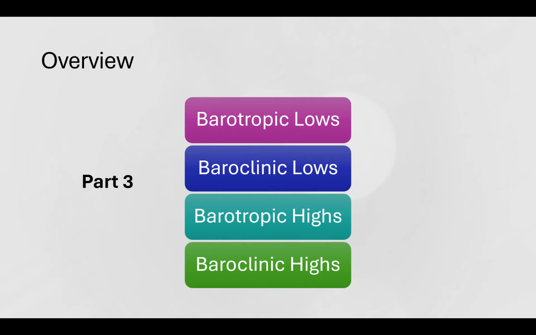And then finally, we'll do atmospheric waves part three, which is going to cover barotropic lows and baroclinic lows. What's the difference between all of these? What's the difference between a barotropic high and a baroclinic high? We will examine all these in detail in part three of atmospheric waves. But first, let's start with part one, and we're going to talk about long waves.